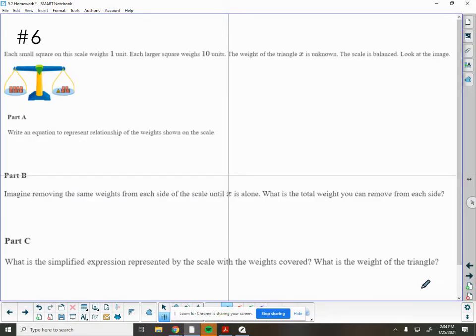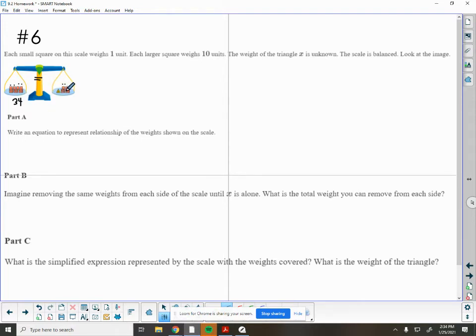Number 6 has these small squares on the scale. They each weigh 1. So here's 1, 2, 3, 4, and 2 on this scale. We've got these larger ones that equal 10. And we've got this x unknown, and the scale is balanced. So let's take a look here. I can see 10, 20, 30, 31, 32, 33, 34 on this side. So 10 plus 10 plus 10 plus 1, 1, 1, 1, 34.